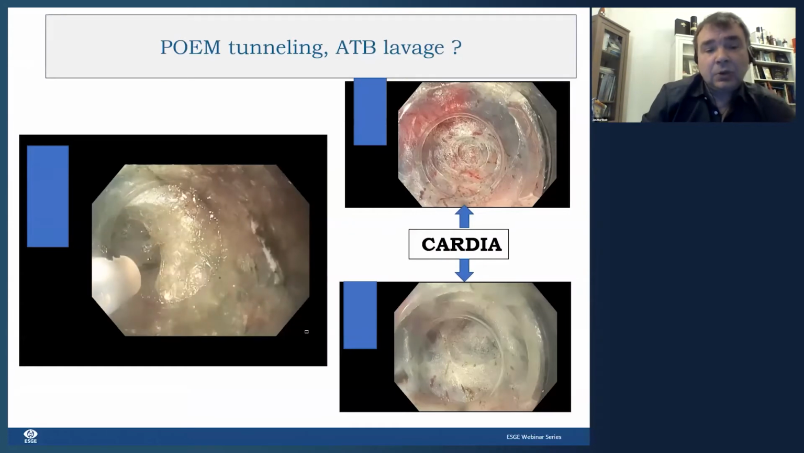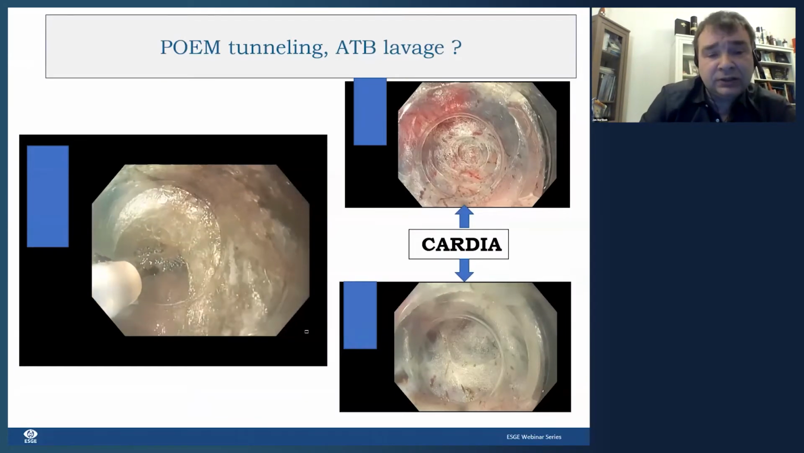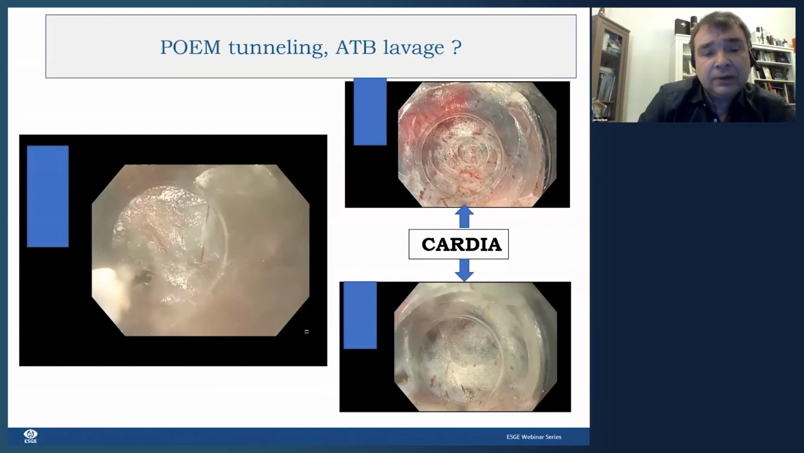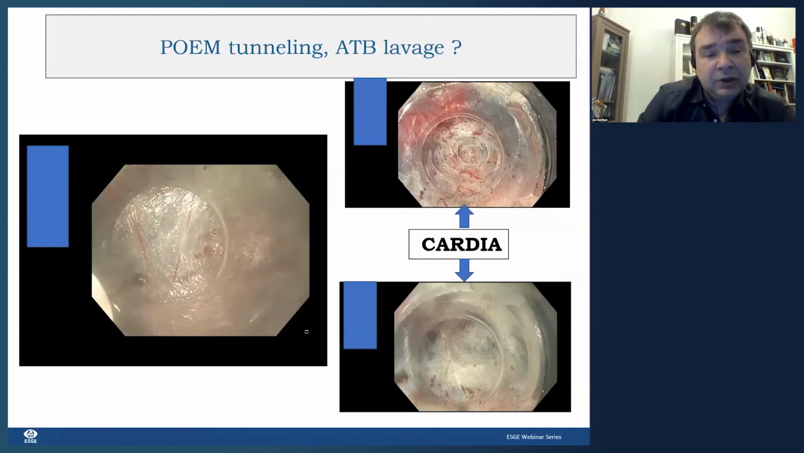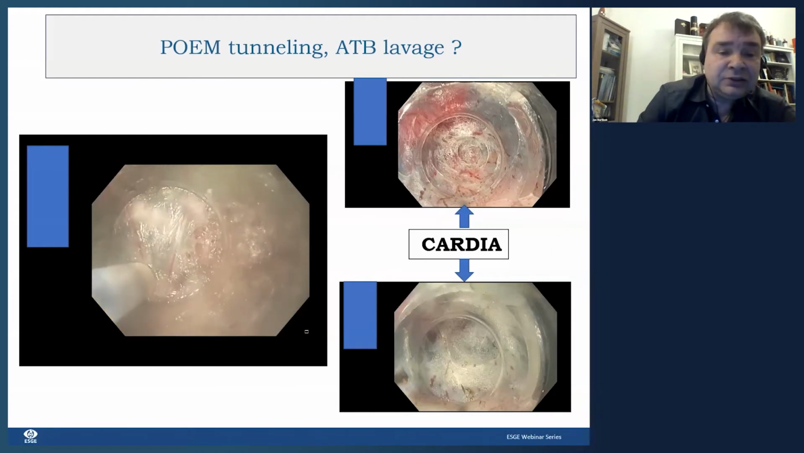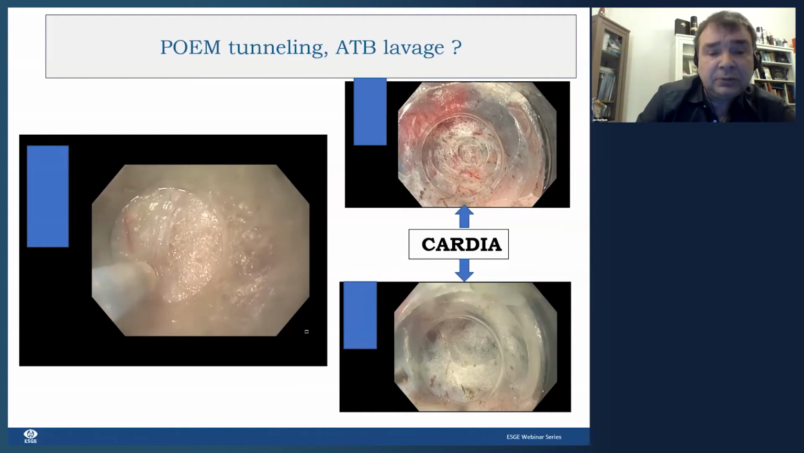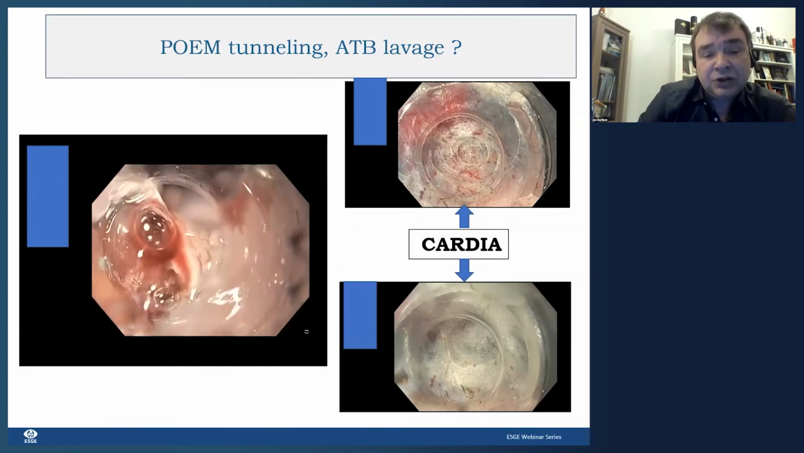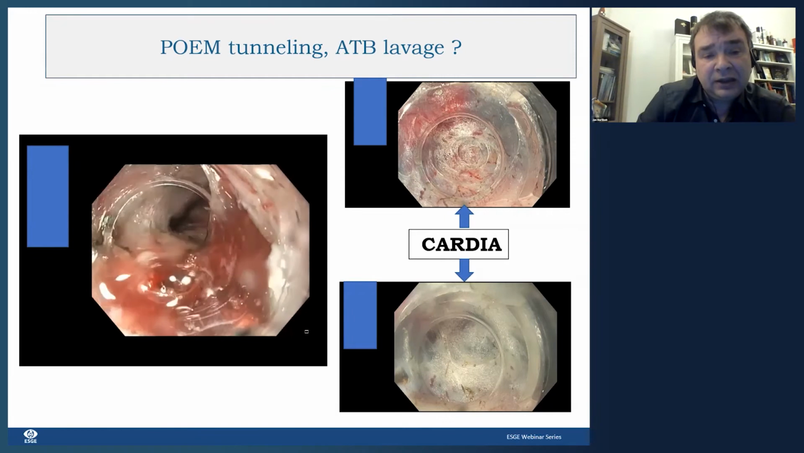For the tunneling, we use the TT knife, but once we are inside the tunnel, we switch our current to coagulation, spray coagulation. The small vessels, as you see here, we coagulate by using the knife, which is kept inside the sheath. The larger vessels, we coagulate by using a grasper.